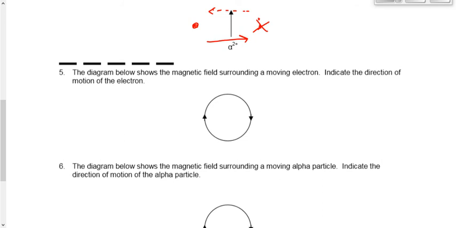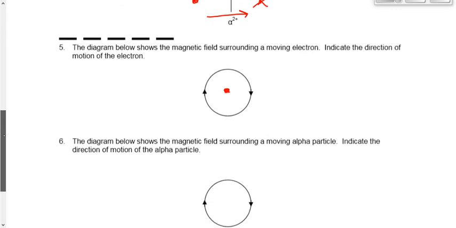So let's take your thumb, so your fingers, your right hand fingers, clockwise. That means your thumb has to point which way? Has to point out of the page. So we would say the electron current is represented by that dot out of the page.